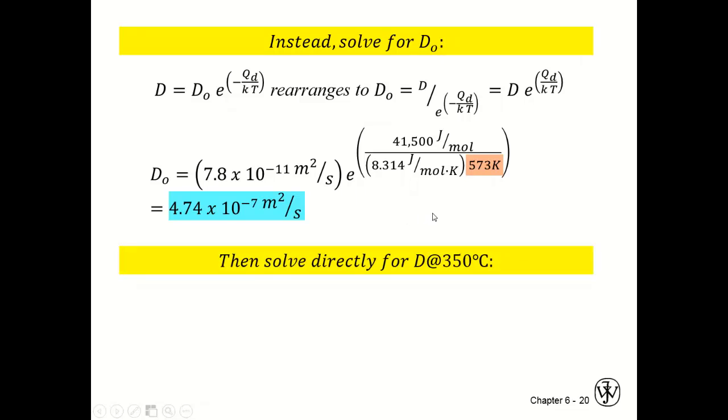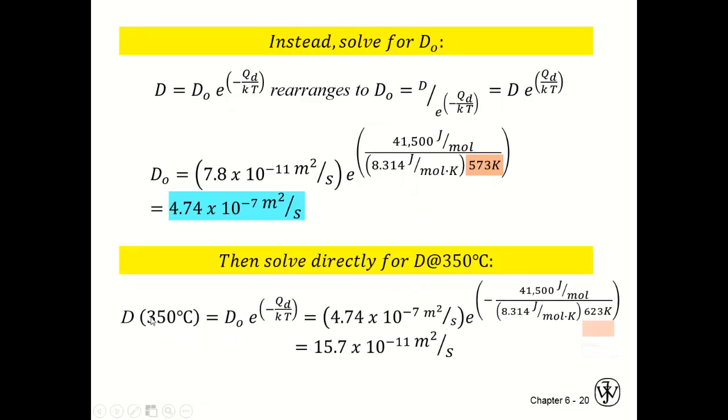for D at 350 C. Now notice here and here are the different temperatures. Sometimes students make that mistake. But I'm going to use my pre-exponential value right here and multiply by e raised to the negative QD over KT using the second temperature, and I will end up with the same value as I had before. I find this method a little more straightforward, number one, and number two, we end up actually calculating the pre-exponential, so we could use that possibly at 450 C very quickly.